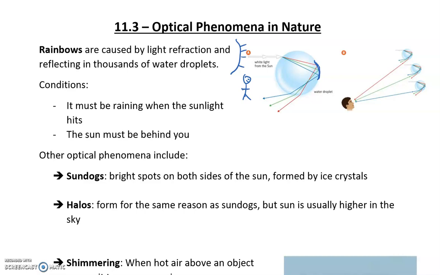So the conditions that must be met in that case is that it must be raining when the sunlight hits, and the sun must be behind you. You'll notice the same thing if you look into, for example, a waterfall. If the waterfall's in front of you and the sun's behind you, you get the same effect for the exact same reasons.